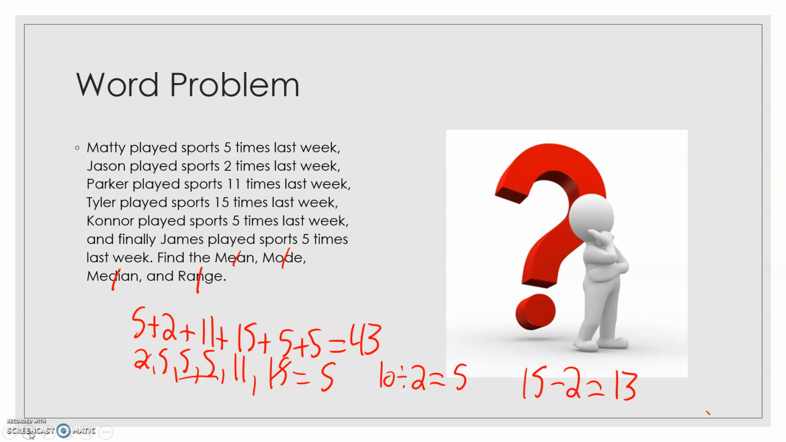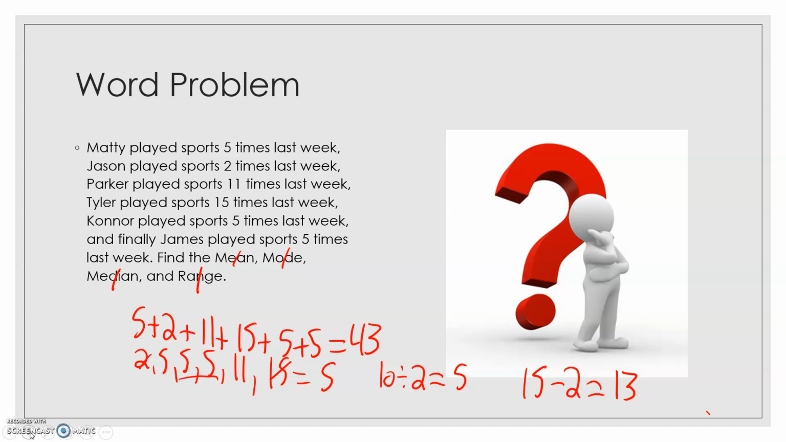Word problem. Maddie played sports 5 times last week. Jason played sports 2 times last week. Parker played sports 11 times last week. Tyler played sports 15 times last week. Connor played sports 5 times last week. And finally, James played sports 5 times last week. Find the mean, mode, median, and range.